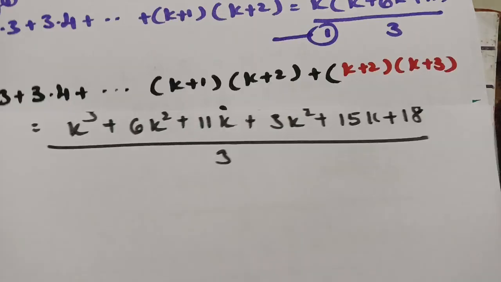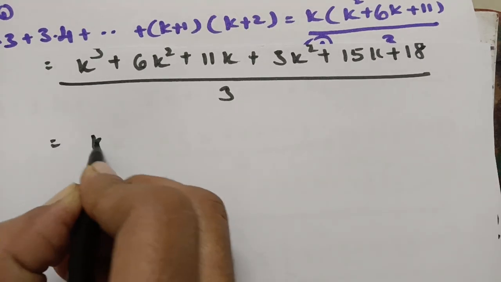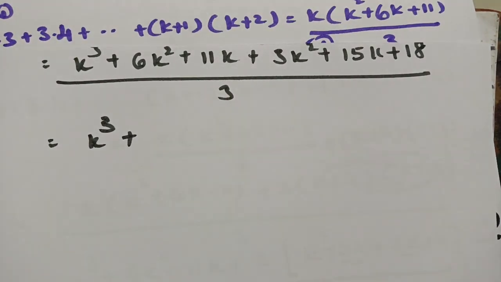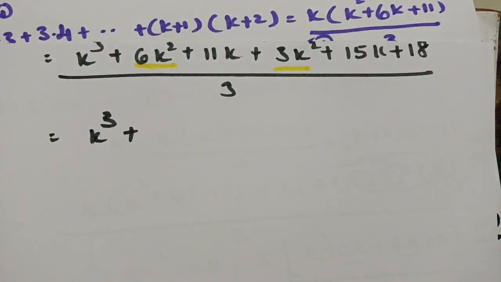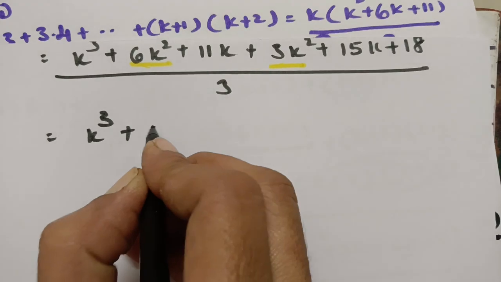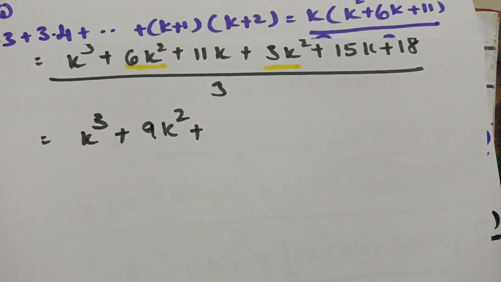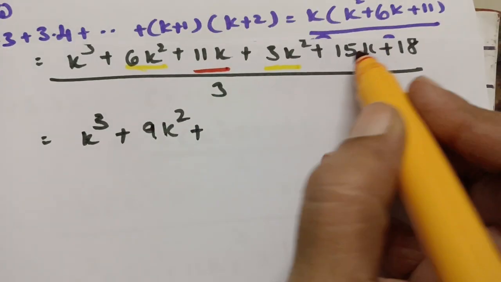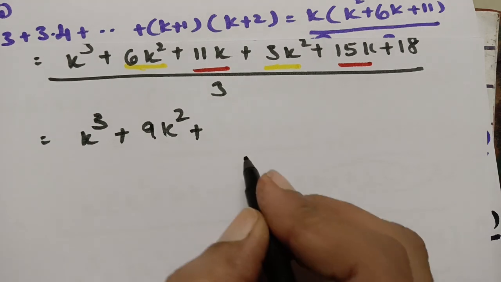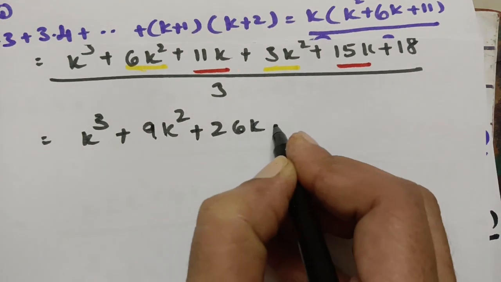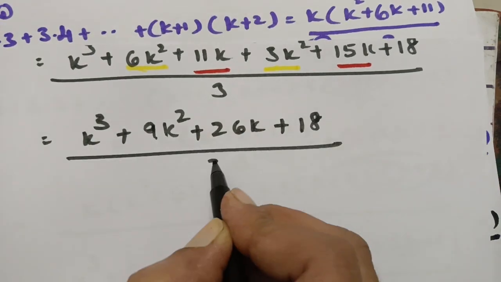And now see here, the first thing is k cube plus, so if you see, this is 6k square and this is 3k square. Total this will be 9k square. So this is going to become 9k square plus, and next the k terms. This is 11k and this value is 15k, and total 26. So this is going to become 26k plus, see here the constant term here is 18 by 3.